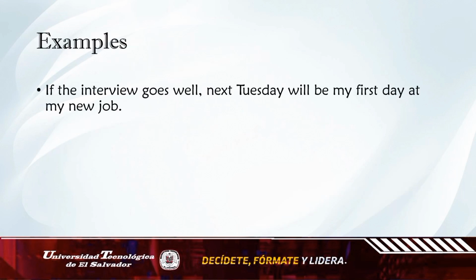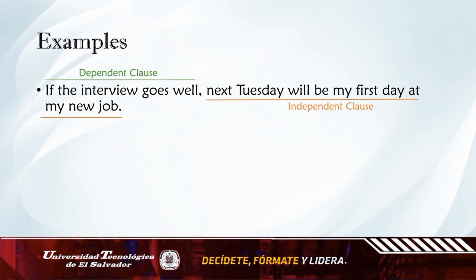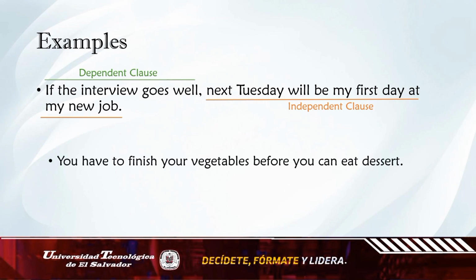If the interview goes well, next Tuesday will be my first day at my new job. In this sentence, "if the interview goes well" is the dependent clause, while "next Tuesday will be my first day at my new job" is the independent clause. In the sentence, you have to finish your vegetables before you can eat dessert, this is the dependent clause, and this is the independent clause.